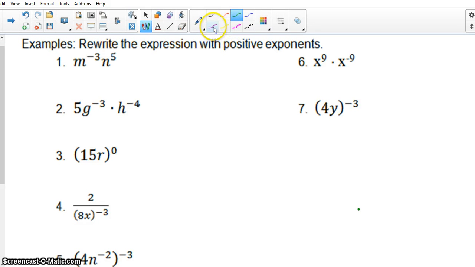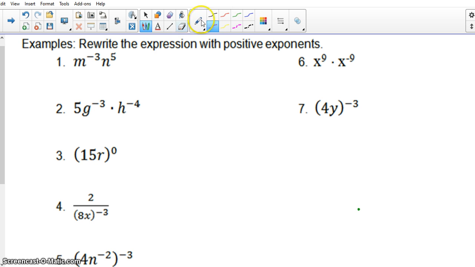Guys, at this point you should have finished the previous assignments that we had on just the simpler expressions when you have zero exponents and negative exponents. I wanted to show you a couple more difficult problems just to show you how this rule applies to situations that have a little bit more to simplify.